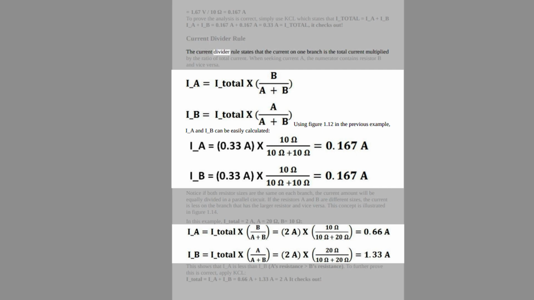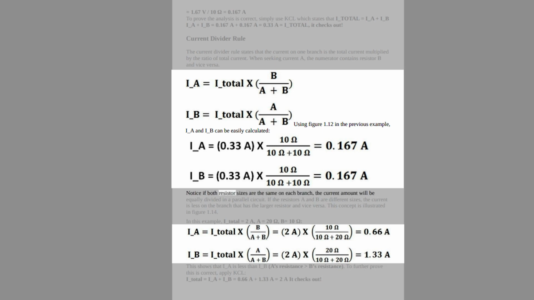Current divider rule. The current divider rule states that the current on one branch is the total current multiplied by the ratio of resistances over the total resistance. When seeking current A, the numerator contains resistor B, and vice versa. Using Figure 1.12 in the previous example, I_A and I_B can be easily calculated.